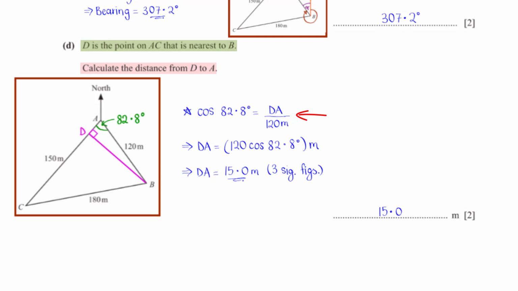meters. When we make DA the subject, we get 120 cos 82.8 meters. When we type this into the calculator, we get DA as 15.0 meters, correct to 3 significant figures.